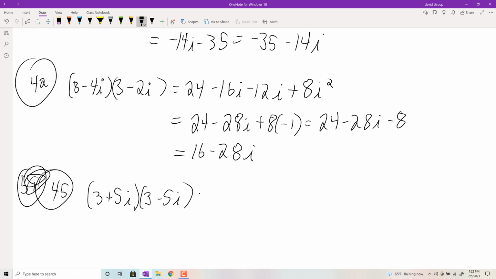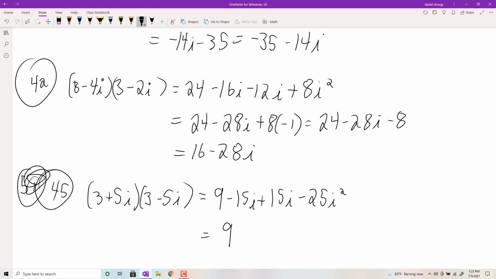And when you do conjugates in this setting, the imaginary part will go away, and that's what's going to happen here. Okay, they're sort of foreshadowing that process for later. Okay, so anyways, the first, 3 times 3 is 9, the outer minus 15i, the inner plus 15i, and then the last minus 25i squared.